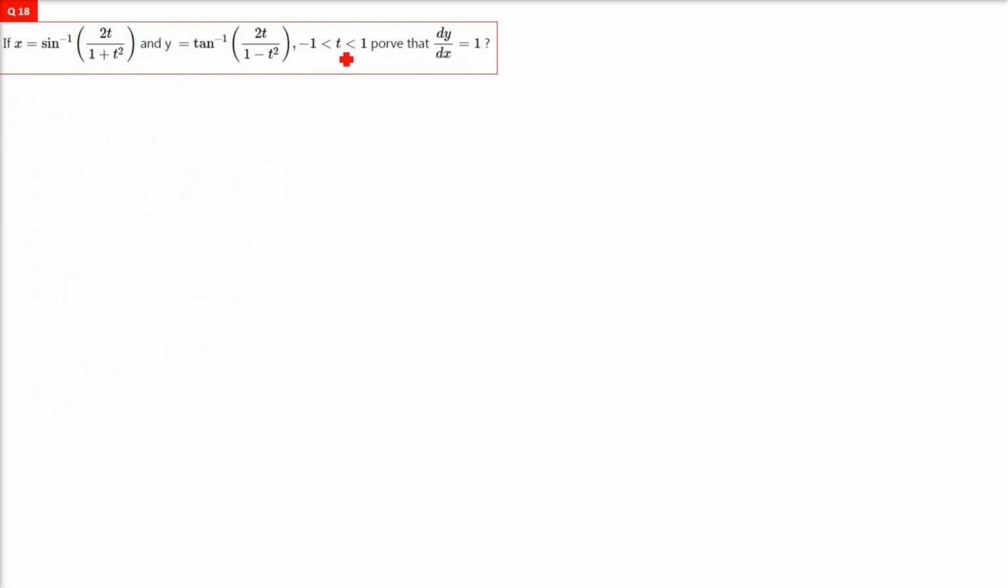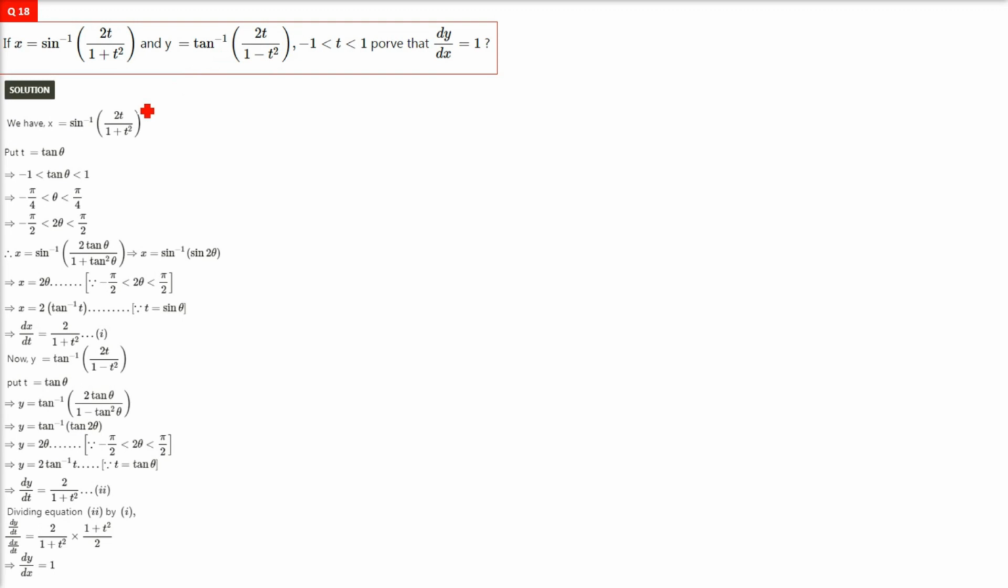So t is between negative 1 and 1. dy by dx we have to prove as 1, and this x and y is given. So there are two ways to do it. First way we have already discussed: sine inverse of something, 1 by under root 1 minus square of that thing. Tan inverse also you know, 1 by 1 plus x square.